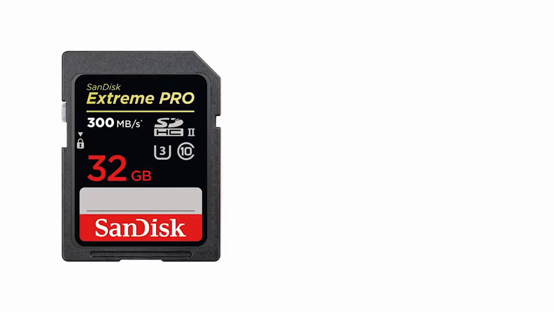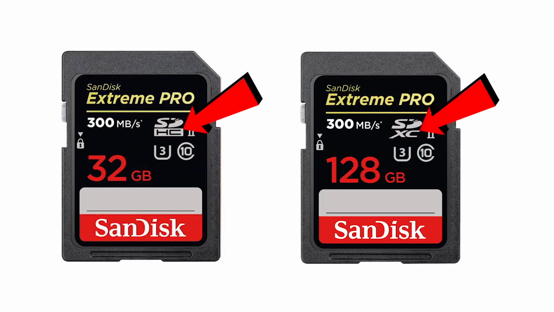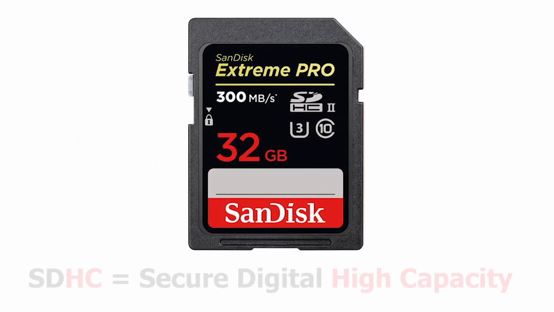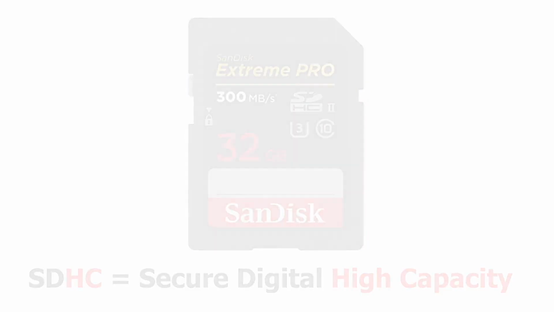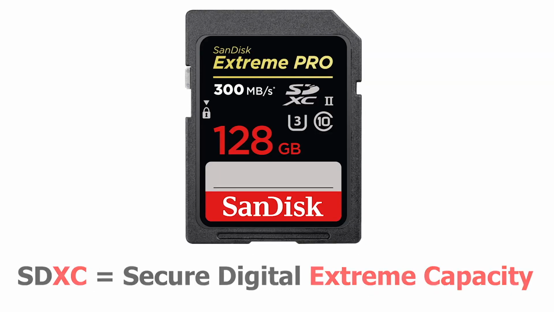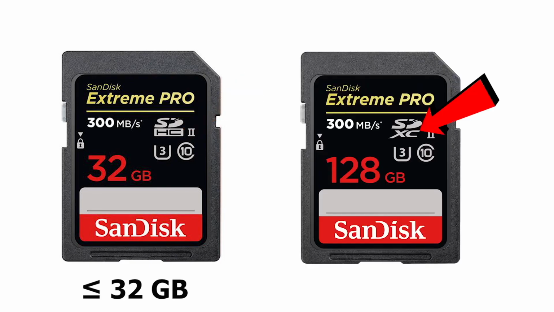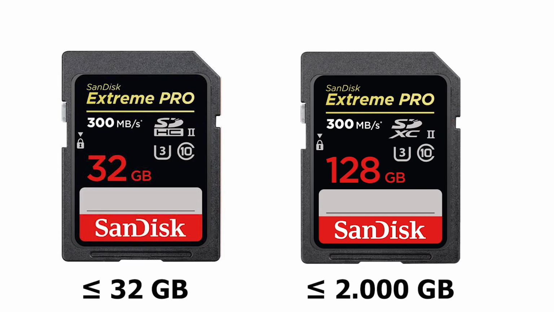You can see on the memory card we have SDHC or SDXC. SDHC stands for Secure Digital High Capacity, while XC is Extreme Capacity. SDHC supports capacity only up to 32 GB, while SDXC supports up to 2 TB. Although at the time we have no memory card with 2 TB capacity, almost 1 TB.